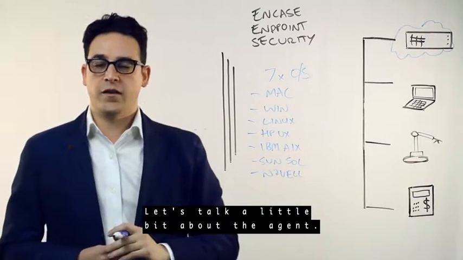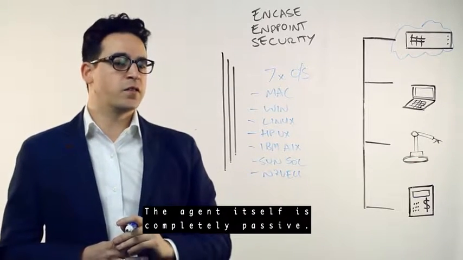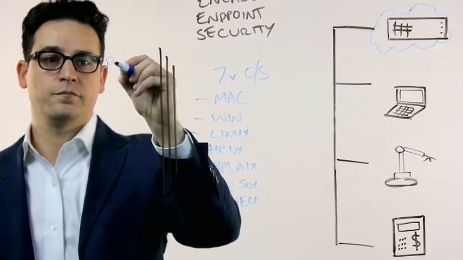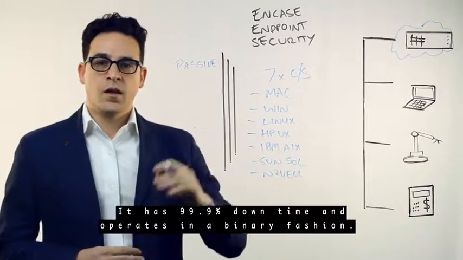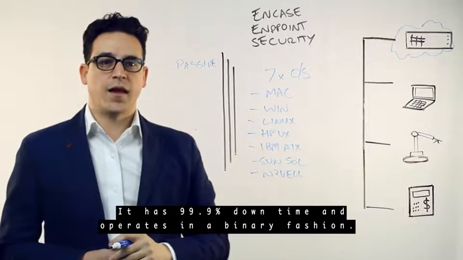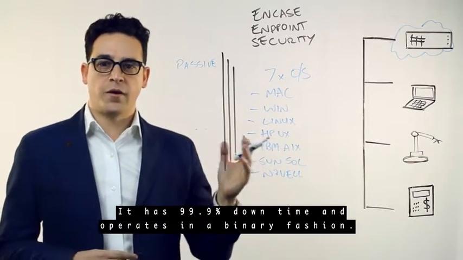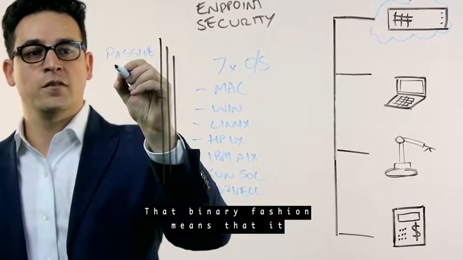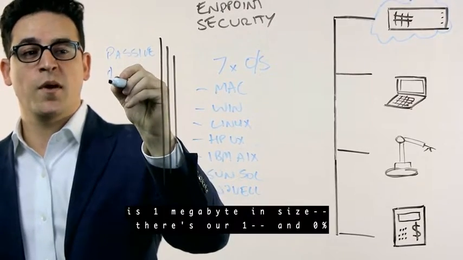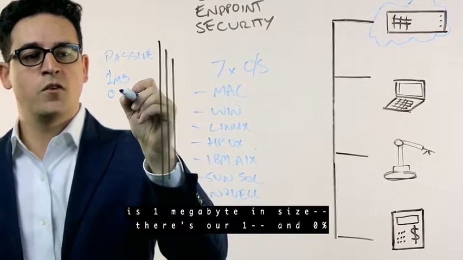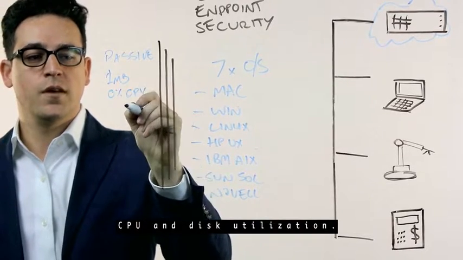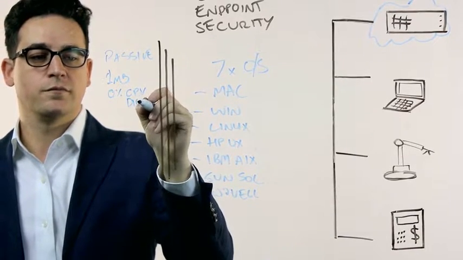Let's talk a little bit about the agent. The agent itself is completely passive. What does passive mean? It has 99.9% downtime and it operates in a binary fashion. That binary fashion means that it is 1 megabyte in size, there's our 1, and 0% CPU and disk utilization.